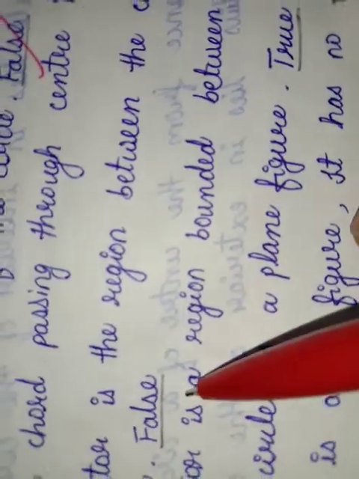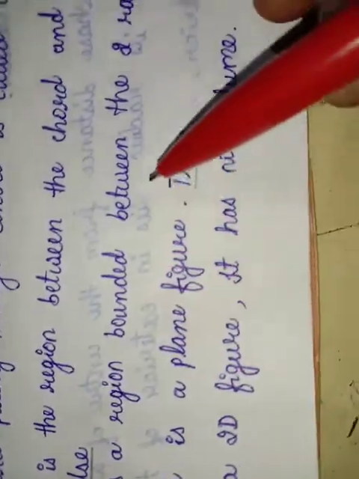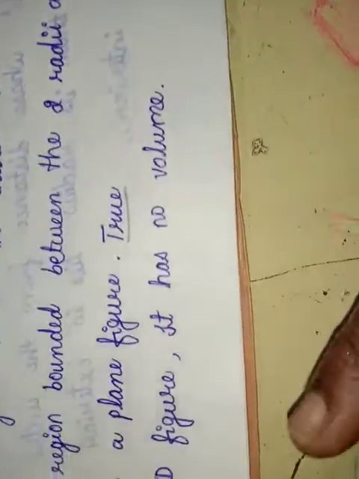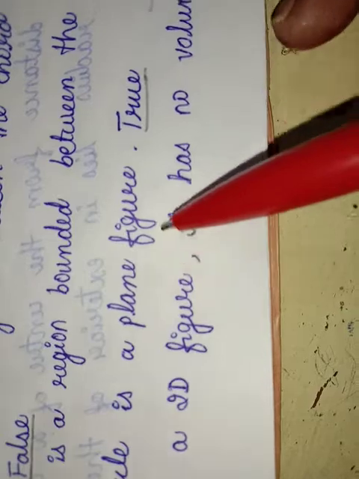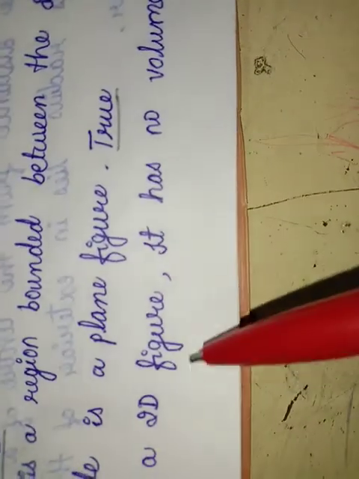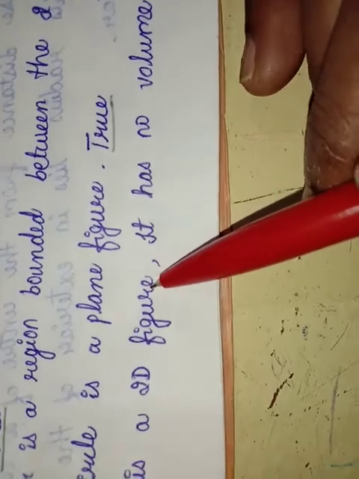Then fifth one: a sector is the region between the chord and its corresponding arc. It is false. A sector is a region bounded between two radii and an arc. Then, a circle is a plane figure. It is true. It is a 2D figure, a two-dimensional figure. It has no volume.